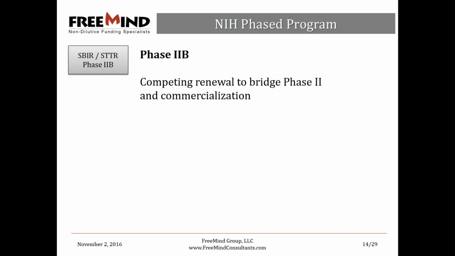First of all, before we look at the exceptions to that chronological order, we'll touch on another exception that's not really an exception, it's just not very well known in many cases, and that is a phase 2B. Phase 2B is basically a competing renewal, meaning it's a renewal of the phase 2, but you have to submit an application and you're competing for that renewal. The goal here is basically to bridge phase 2 and commercialization. So again, similar budgets, but it's interesting to note, and this is, like I said, not a very well-known fact, that after you've received phase 2, sometimes you can get another $1.5 million for continuation of the work.